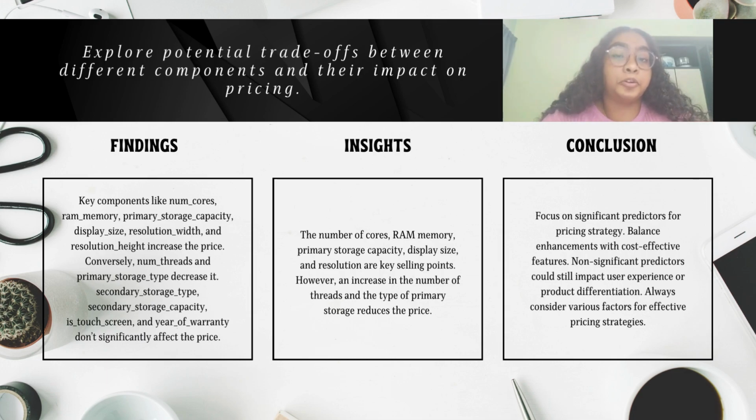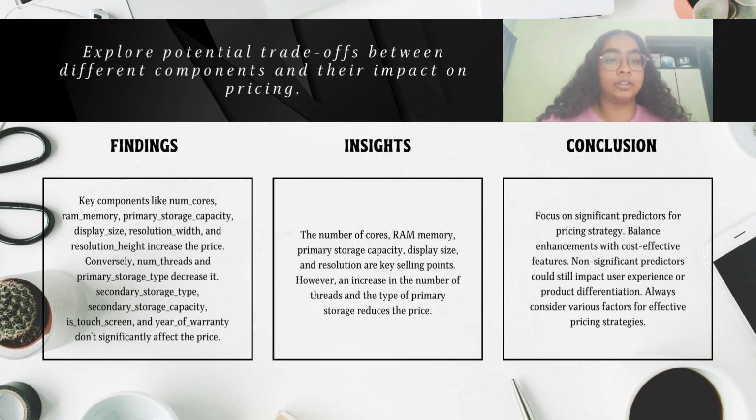Lastly, I'm going to explain the findings, insight and conclusion for exploring potential trends between the different components and their impact on pricing. So for the findings, it reveals several key relationships between the components of the products and the price. Components like number of cores, RAM memory, primary storage capacity, display size, resolution width, and resolution height have a positive impact on the price. As they increase, the price of the product is likely to increase as well.